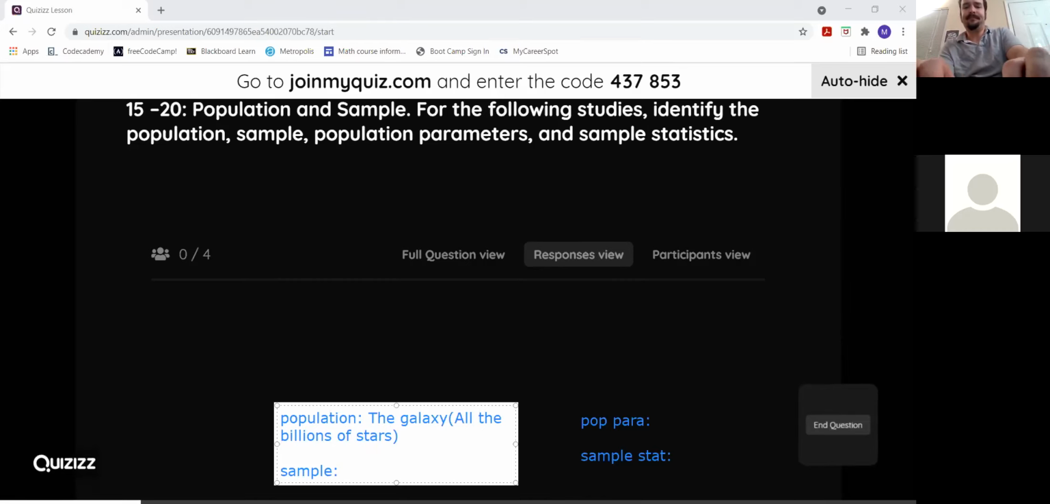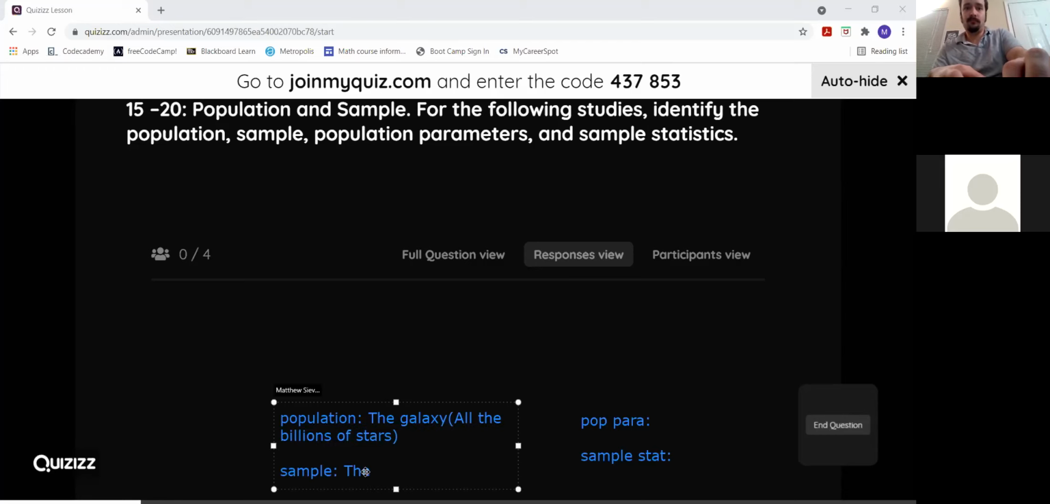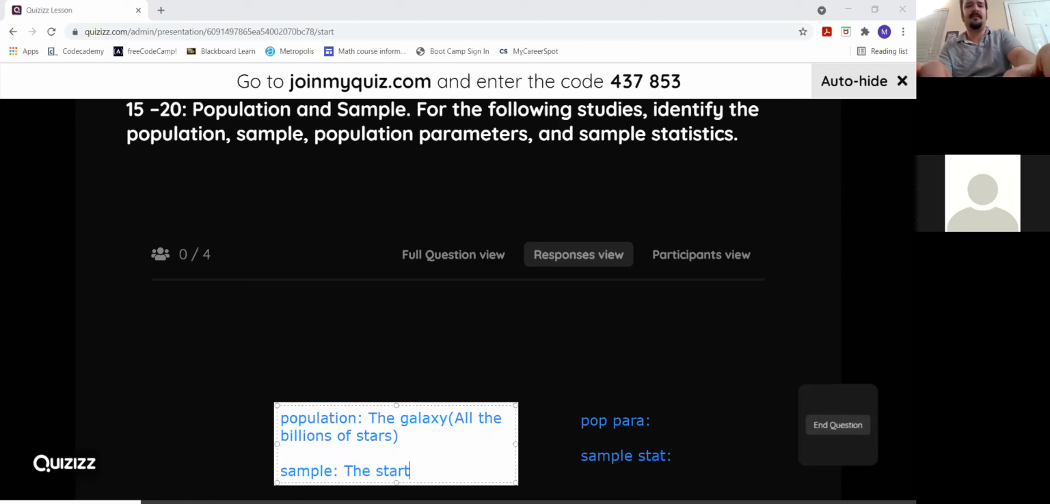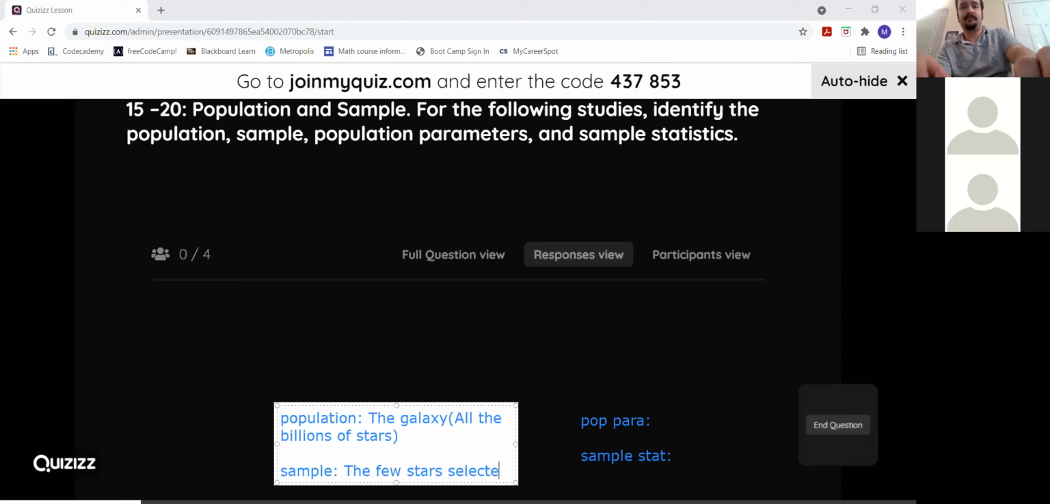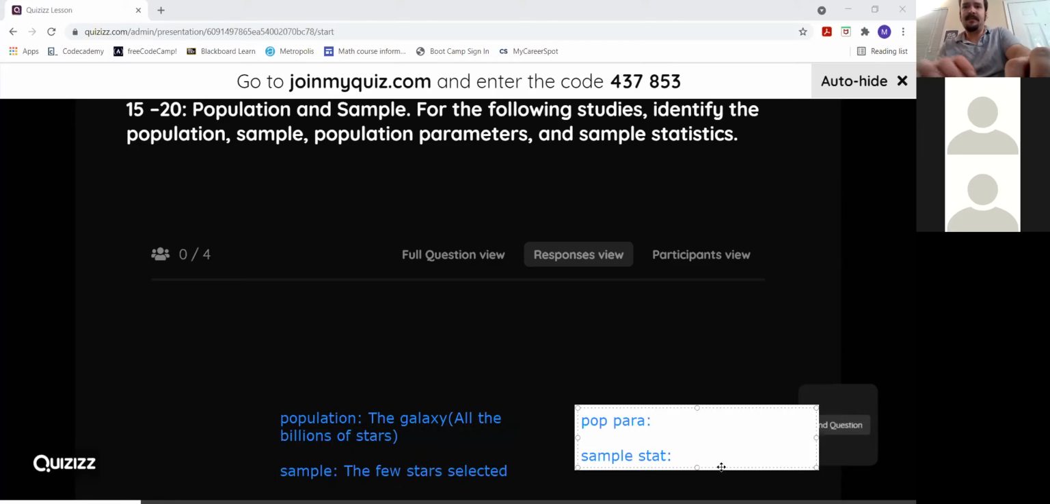And what would be the sample? The few stars within the galaxy. Yeah, the stars that you selected to actually measure the distance, right? Few stars selected. And so what is my sample statistic? What am I measuring about these stars? Would it be the average distance from these stars? Yeah, the distance to the star.